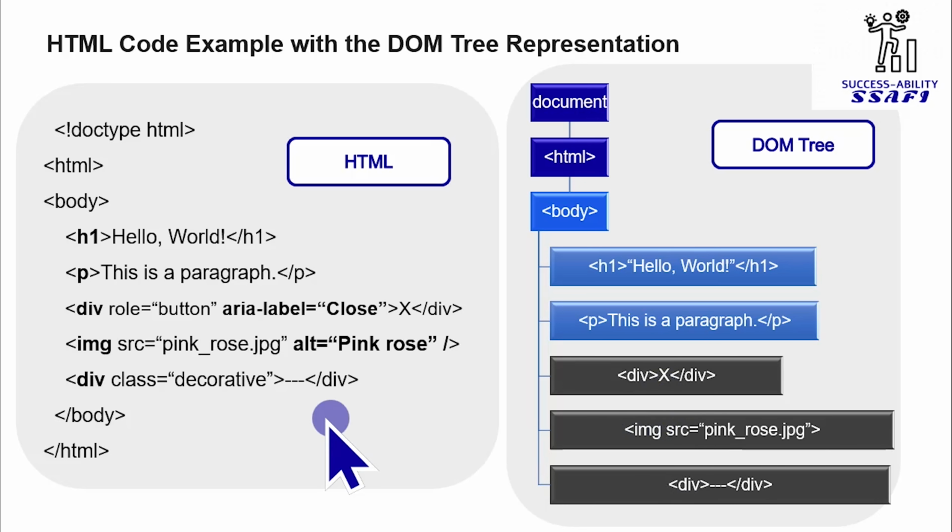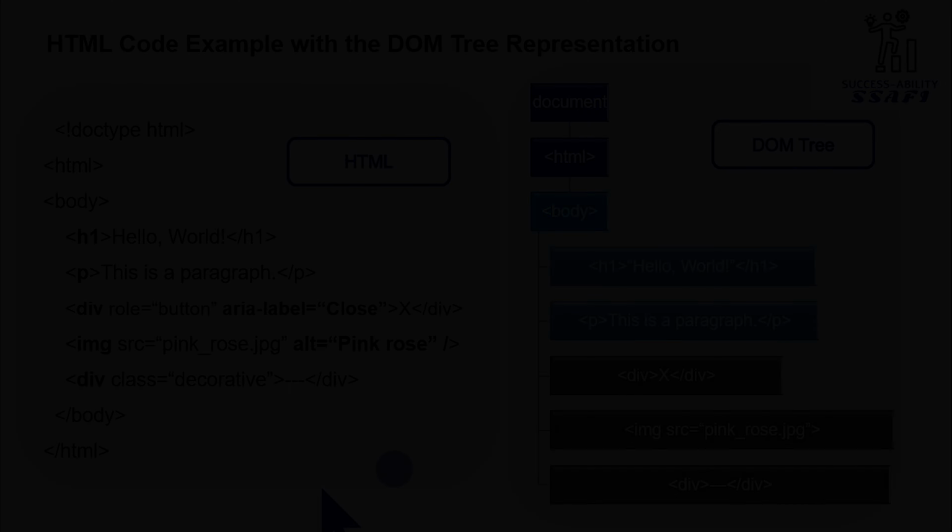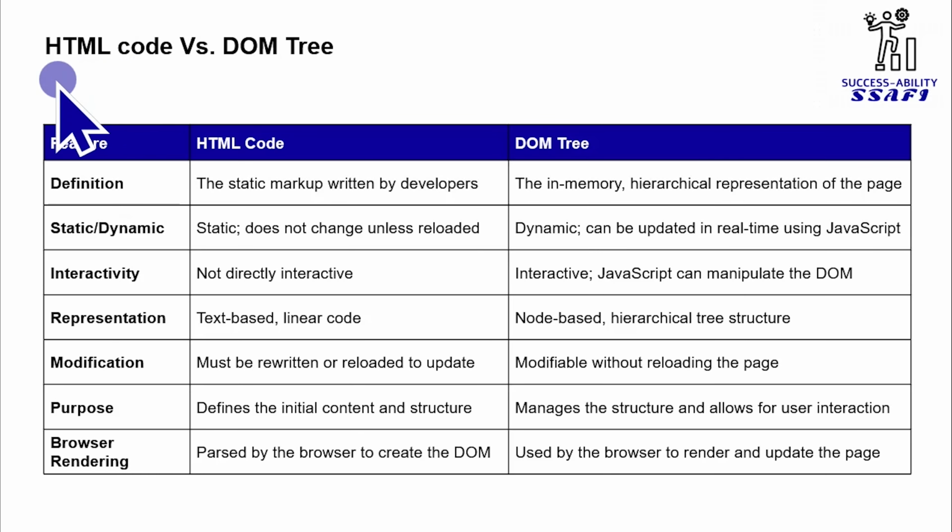That being said, let's move to the image tag. The image tag has a source URL or path of ping underscore rows.jpg, which is an image. And the div that has a class decorative, and on the UI we just generate the separator. So therefore, we have a div with a bunch of dashes.